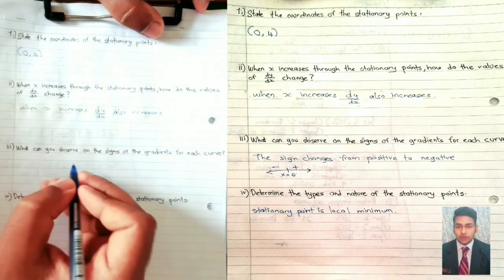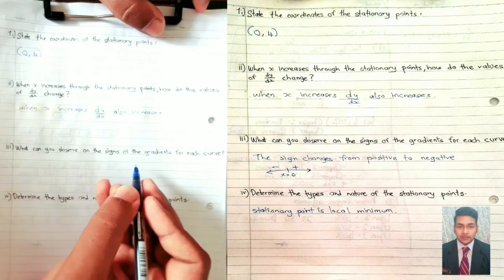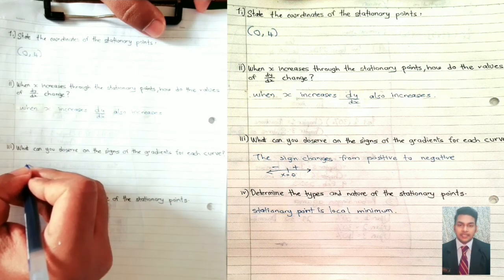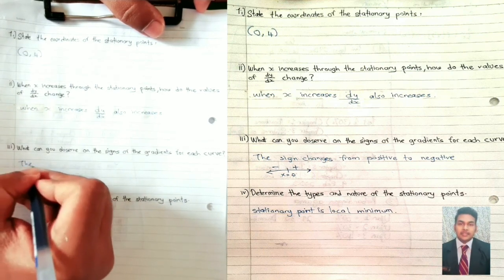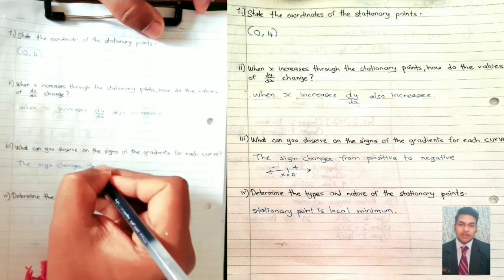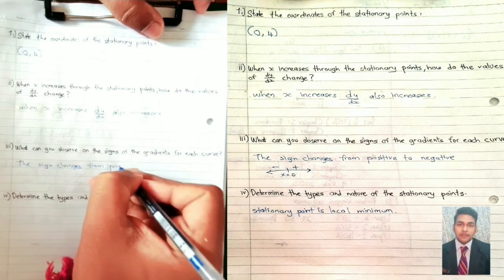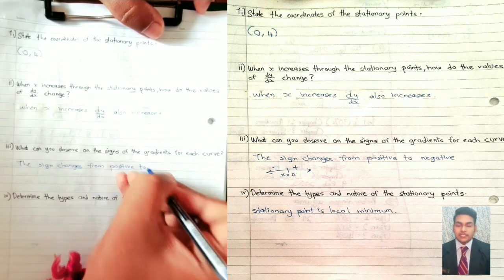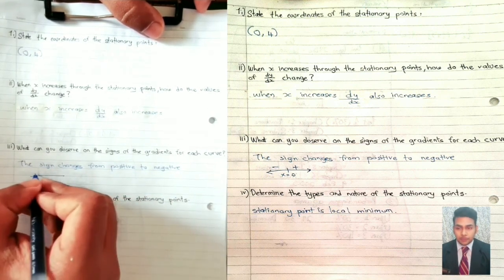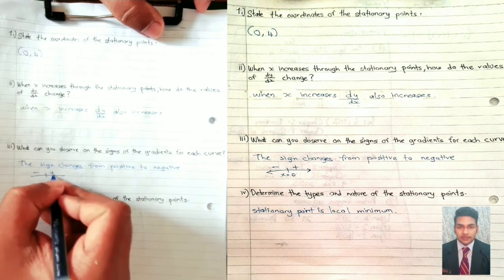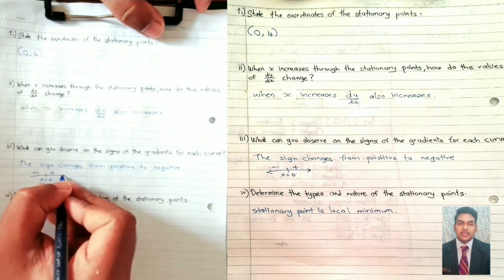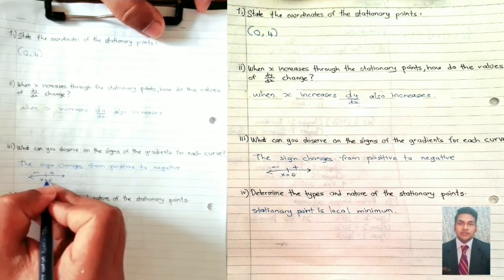What can you observe on the signs of the gradients for each curve? The sign changes from positive to negative, which means like this with my hand: this side will be negative, this side will be positive, and x equals 0.